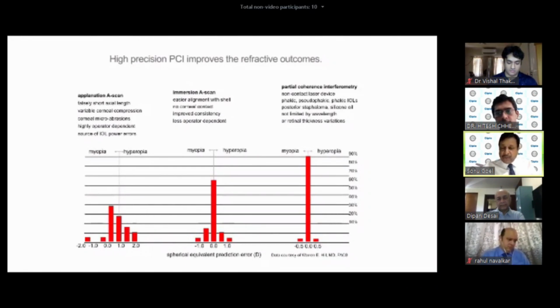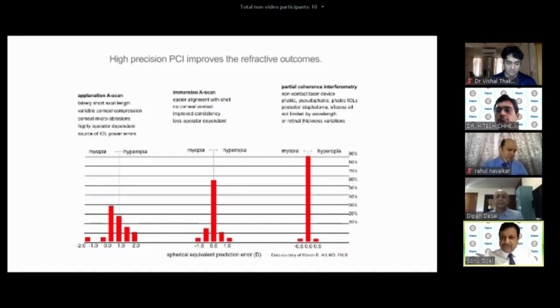But when you talk about the partial coherence interferometry, on which our biometers are based, precisely the IOL Master 500, these are non-contact devices, and you can use them with phakic, pseudophakic, phakic IOLs, staphylomas, silicon oil filled eyes, and it is not limited by the wavelength or the retinal thickness variations. So you get an accurate measurement of the power required.